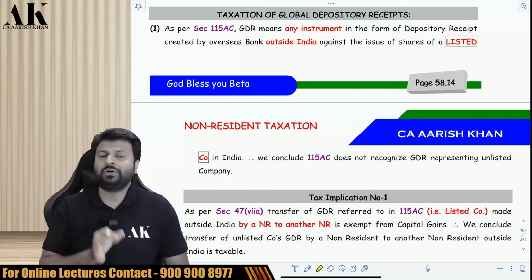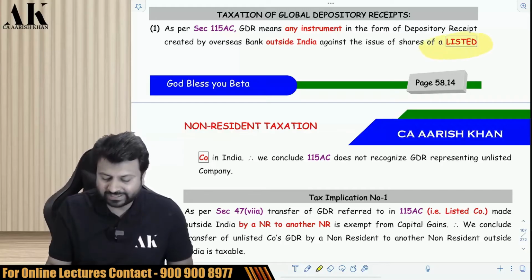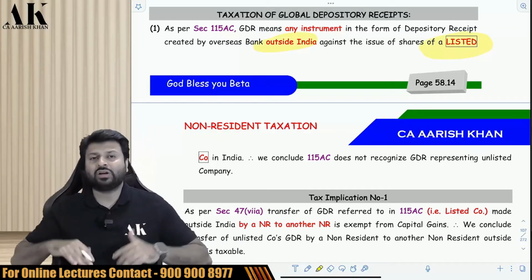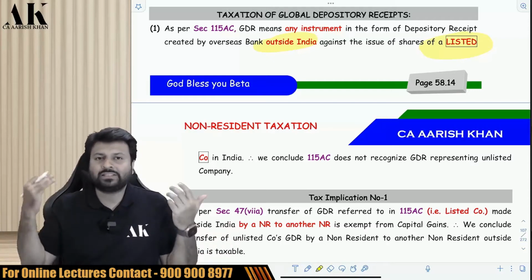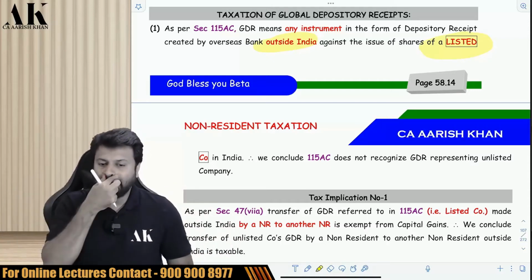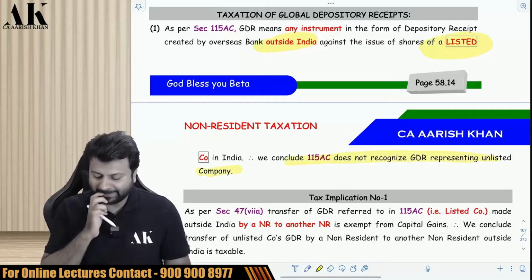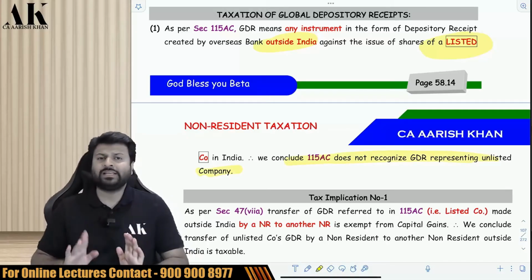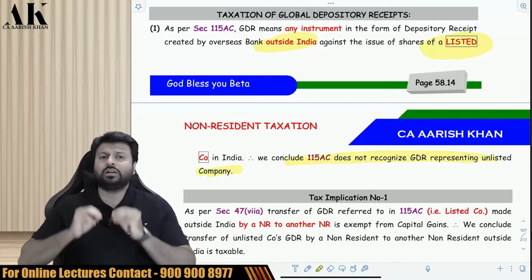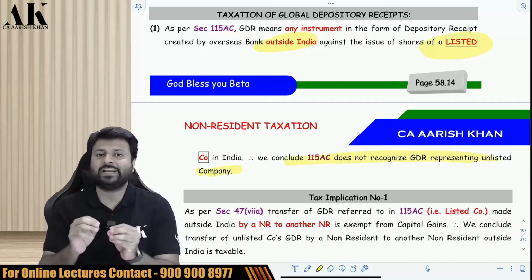But one problem over here under the income tax law is, income tax law only considers GDR of a listed company. In income tax law, GDR means GDR of only a listed company. GDR of an unlisted company is not considered to be GDR, only for the purpose of income tax law. Be very careful. So here I have written, we conclude that 115AC does not recognize GDR which are representing unlisted companies. Unlisted companies can issue GDR. I am not saying they cannot issue GDR, but income tax law does not recognize them as a GDR. Income tax law only recognizes GDR of a listed company.